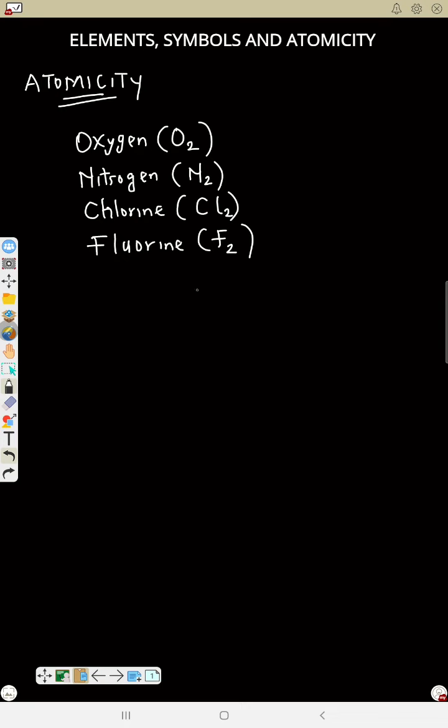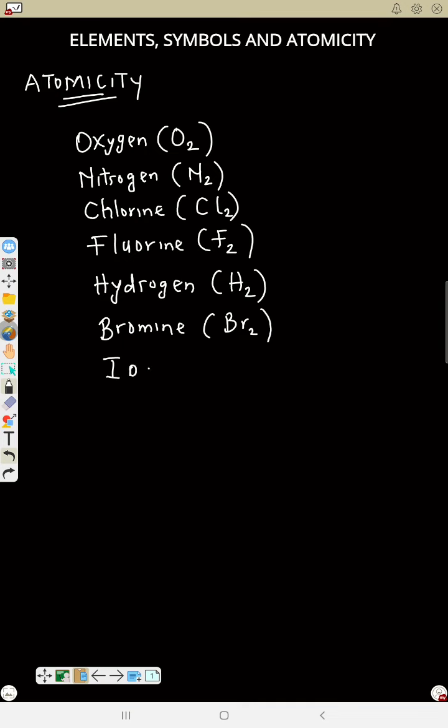Cl2 is diatomic. We have hydrogen, that is H2. We have bromine, that is Br2. We have iodine, that is I2. If you see, you can see all these elements are 7.